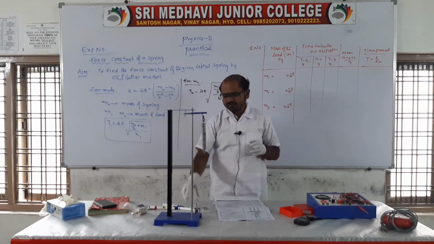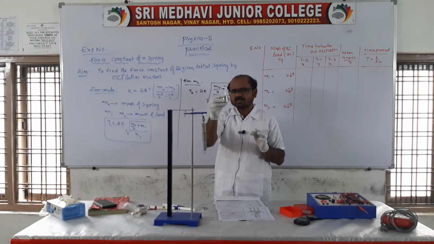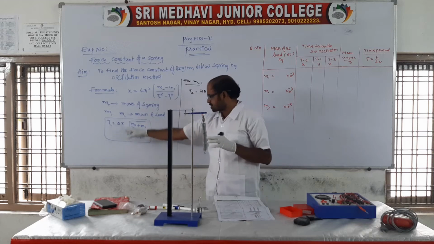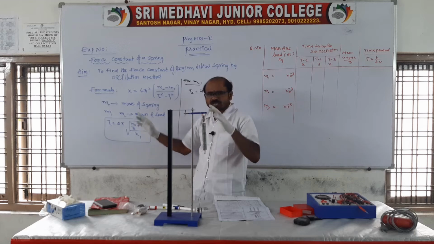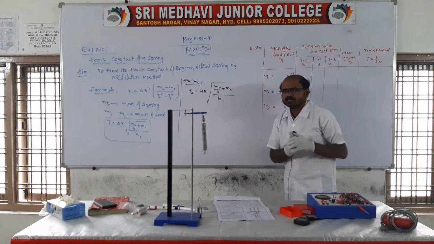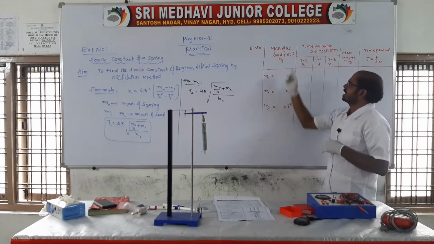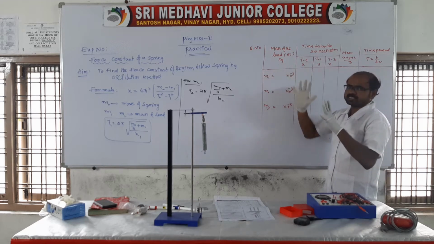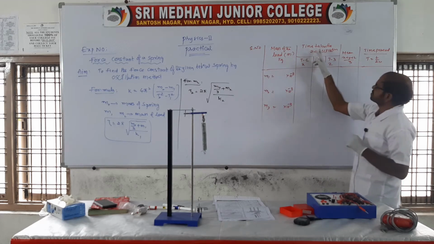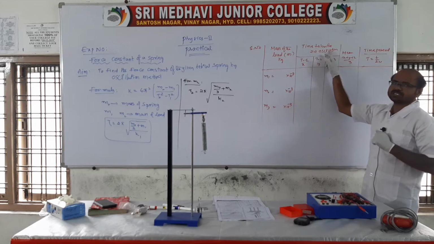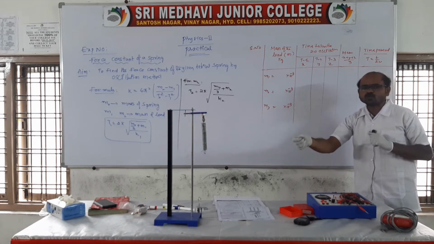m1 is the mass we first take in the slot, so that reading is m1. Substituting this we'll get t1, but we don't know k1, the spring constant. So we need to find k1, k2, k3. For that purpose we can take a tabular form like this: serial number and mass of the load in kg. The load must be in kg. The next column is the time taken for 20 oscillations. When a load is added, we should count 20 oscillations.